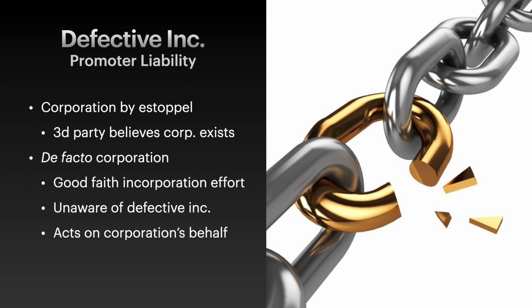A de facto corporation is another equitable doctrine that can occur where the incorporators made a good faith effort to incorporate and were unaware of the defect in the incorporation and then conduct some acts on the corporation's behalf. Once again, we have to find that it is equitable or that justice requires this result in order to grant a de facto corporation, which would then give the promoter limited liability even though they failed to file their forms correctly.